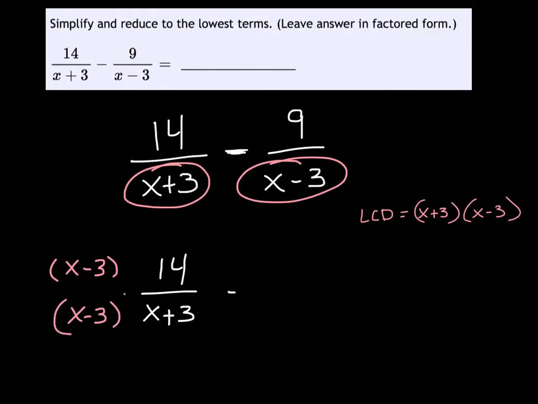And for the second fraction, what we're missing is the x plus 3. We have the x minus 3, and so we need to add the x plus 3 to the numerator and denominator.